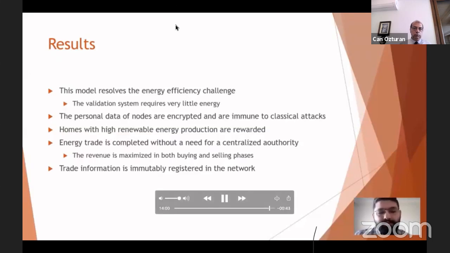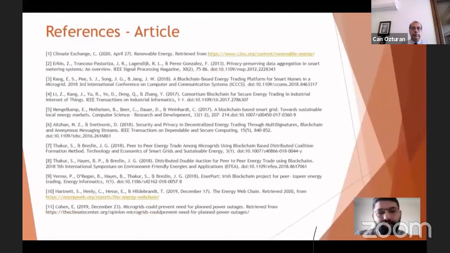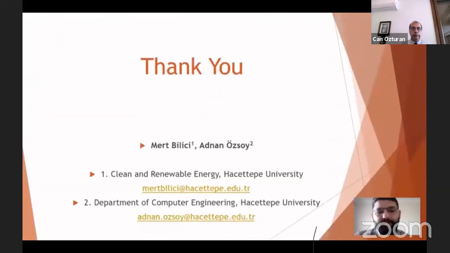The system also provides a reward for the highest renewable energy production, which makes sure that people are trying to produce more energy to get more rewards. Here, the energy trade is completed without a centralized authority or the need for a government. This way, the revenue is maximized in both buying and selling phases, and the trade information is immutably registered in the network. These are the references I used in my article and in my slides. Thank you for listening.